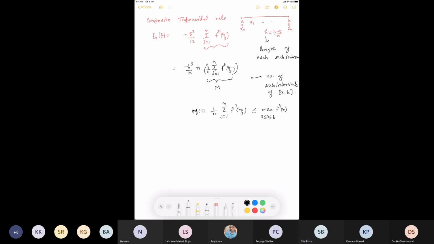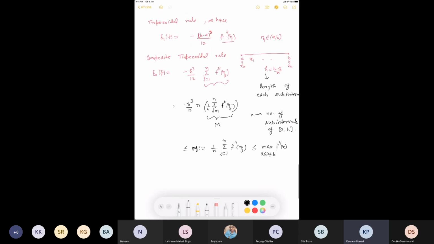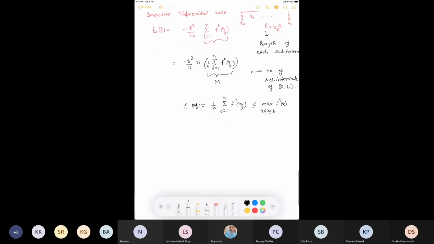And what is going to be the lower bound? Like we have an upper bound, we can also have the lower bound, right? This is assuming that f double prime is continuous, that is, f is twice continuously differentiable. So that's the assumption we have. So this is greater than or equal to the minimum value of f double prime of x over the interval AB.